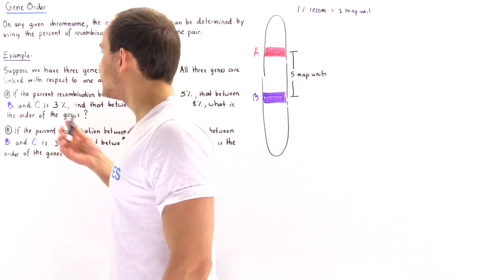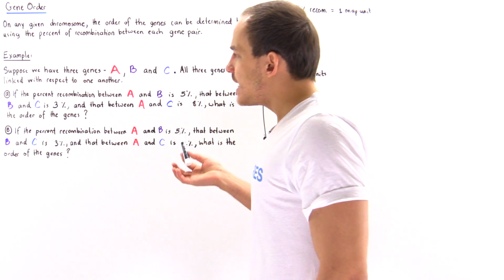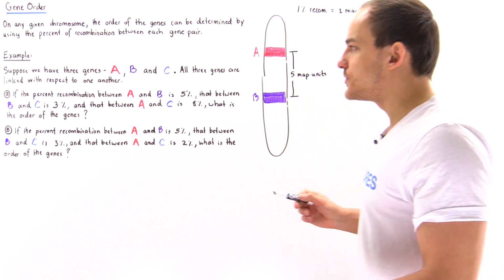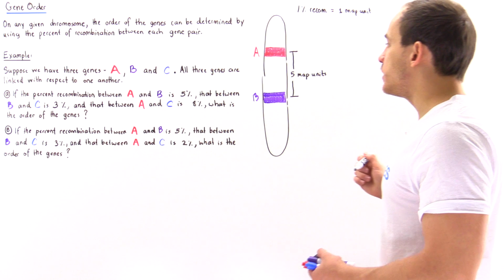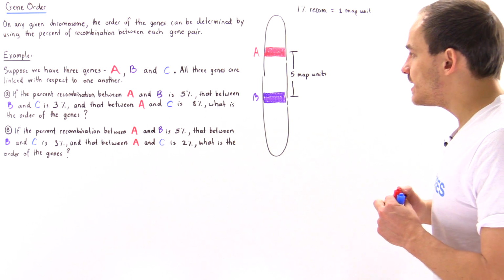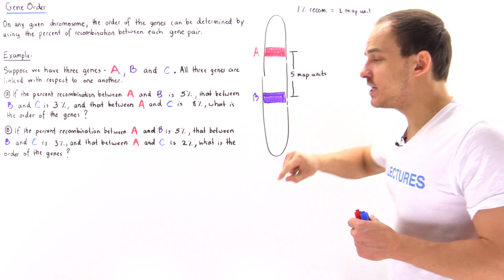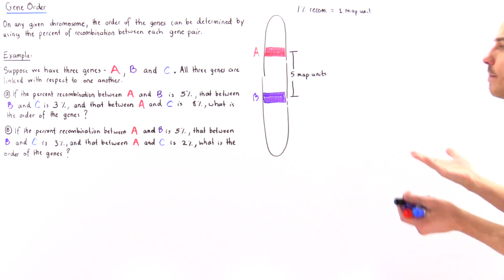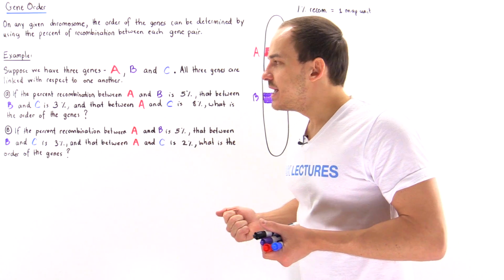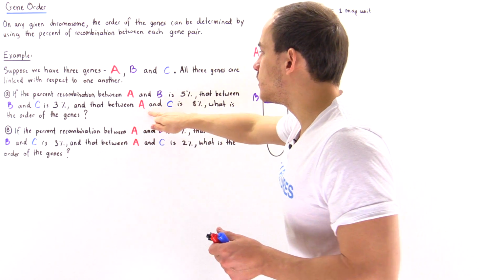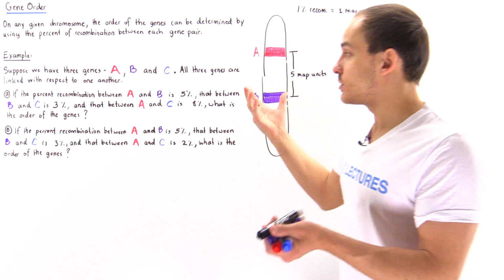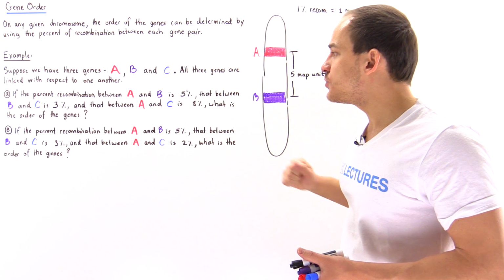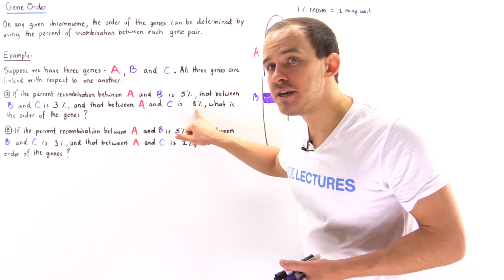Now let's move on to the second pair, B and C. The percent recombination between B and C is 3%, so that means the distance between B and C is 3 map units. We can either place C 3 units above B, or we can place it 3 units below B. So the question is, should we place it above or below B? To answer that question, we have to look at the percent recombination between the final pair, A and C. The percent recombination between A and C must be 8%.